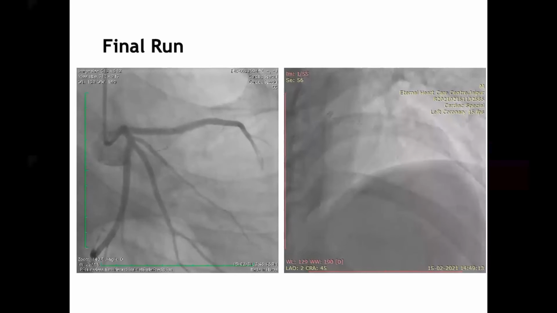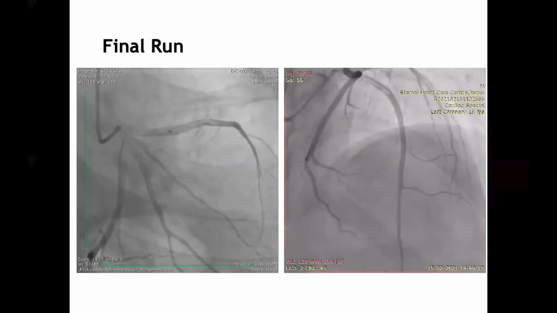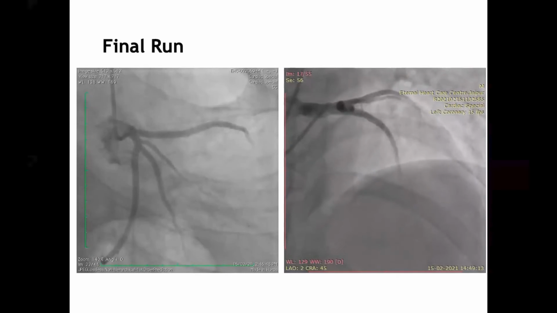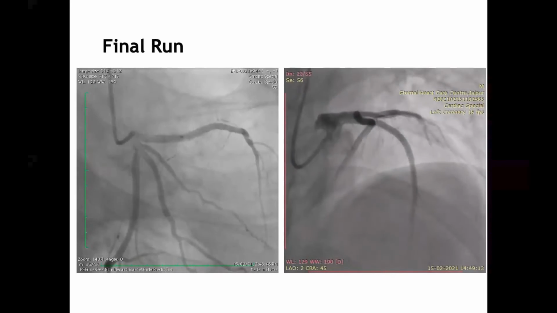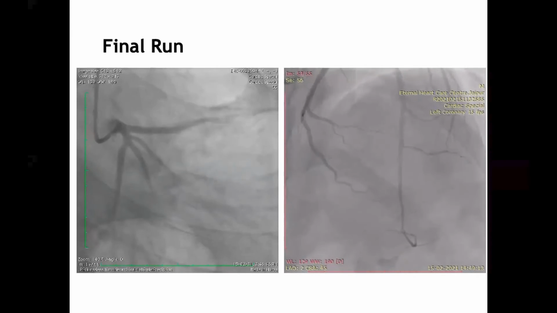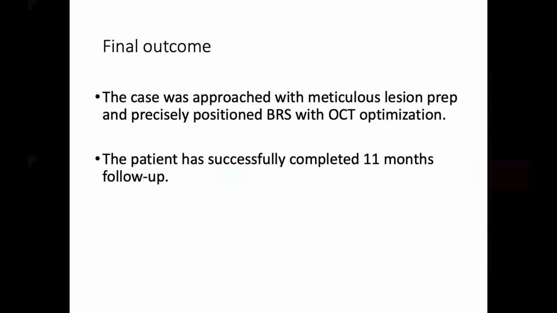This is the angiographic picture in the caudal and also in the cranial view. So a well deployed BRS, and this is ideal. He's 32 years old with a previous PCI, and we don't want 2 layers of metallic stent. So BRS is an ideal choice in such a scenario. And this patient has completed 11 months of follow-up and has been doing well.